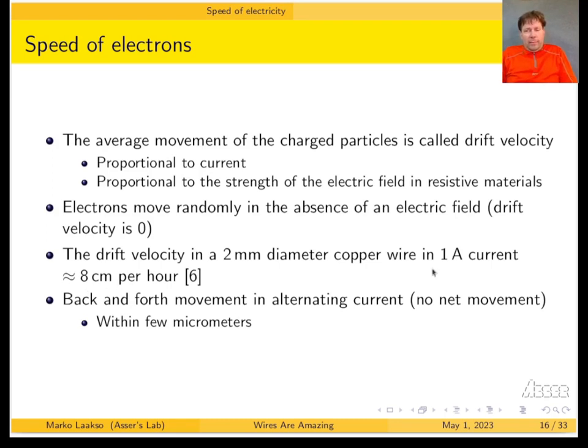And then if we think about alternating current, that's again a bit different. Back and forth movement in alternating current, and that's why there's practically no net movement. They may vibrate those charged particles within a few micrometers. They are practically at the same place.